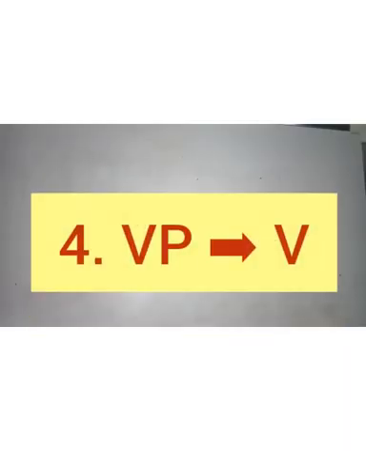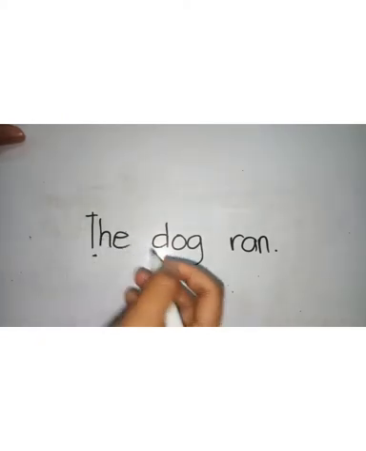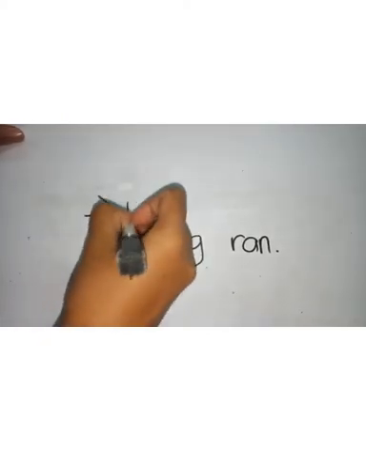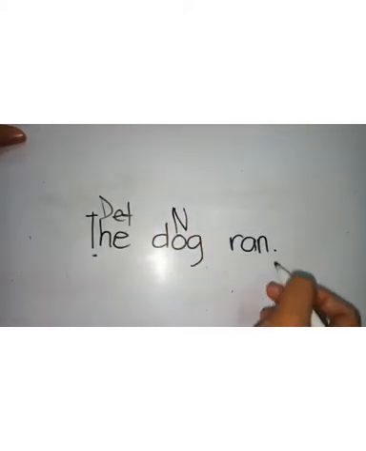Now let's discuss the fourth phrase structure rule in syntax, which says that a verb phrase can have a verb only. So let's first label the individual words. So the is a determiner. Then dog is a noun. Then ran is a verb.